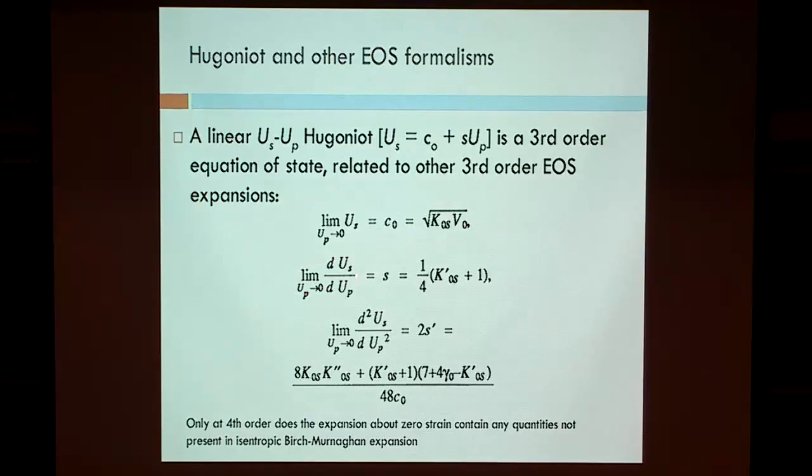The slope of the Hugoniot, S, in the limit of zero strain, should have a particular relationship to the pressure derivative of the isentropic bulk modulus. So for a regular conventional material with a K prime around 4, we expect S to be 1 1/4. And at fourth order, if you don't have a linear Hugoniot, but there's some curvature, the value of the second derivative extrapolated to zero strain, S prime, has a particular relationship to the bulk modulus K double prime, which shows up in the fourth order Birch-Murnaghan equation, say, and gamma, the ambient pressure Grüneisen parameter. So only at fourth order do we see anything that doesn't show up in the isentropic Birch-Murnaghan expression. Greg.